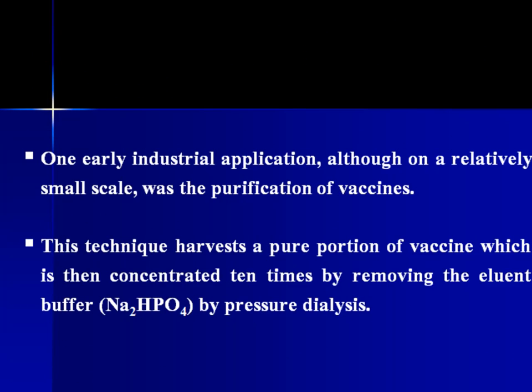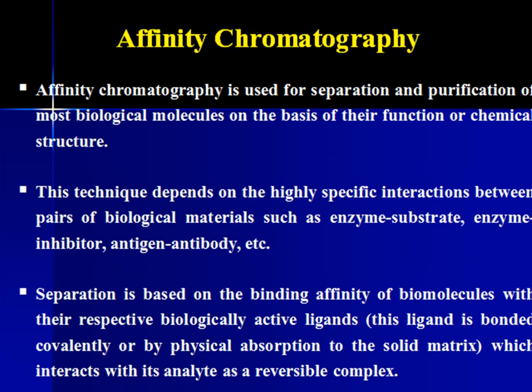One early industrial application, although on a relatively small scale, was the purification of vaccines. This technique harvests a pure portion of vaccine which is then concentrated 10 times by removing the eluent buffer by pressure dialysis.